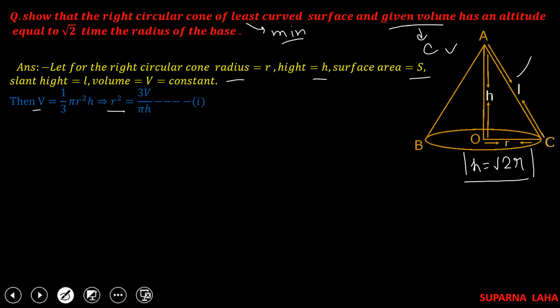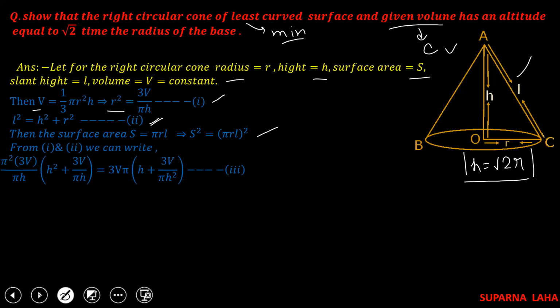Now what is this l? l is given by root over h square plus r square, or l square is h square plus r square. So from here you can find the value of l square also. Now the surface area is given by S is equal to pi r l. So look here, I have the value of l square and r square. As we have solved the previous problem, we will take the same approach here, that is we will take this S square is equal to pi square r square l square, and then we will put the value of r square and l square.